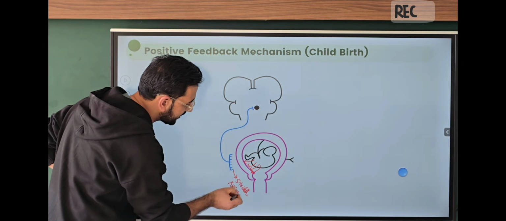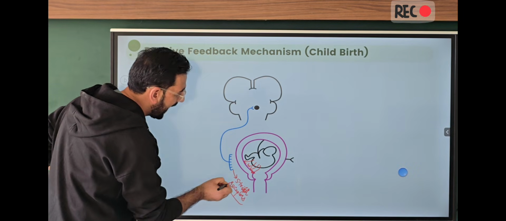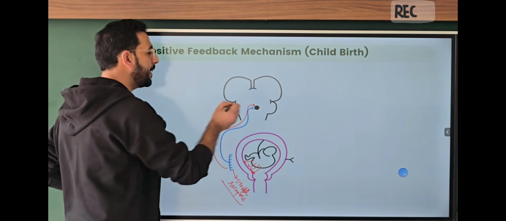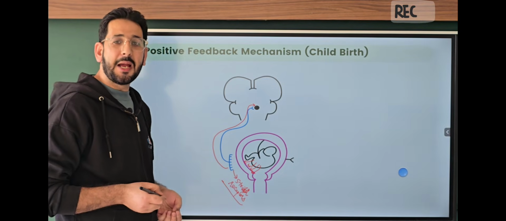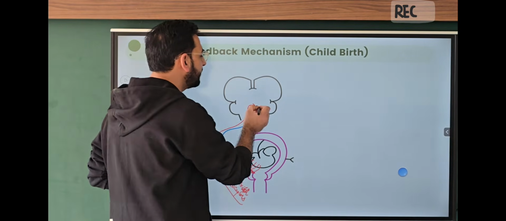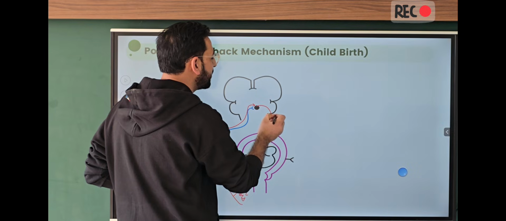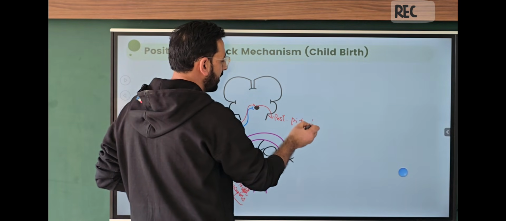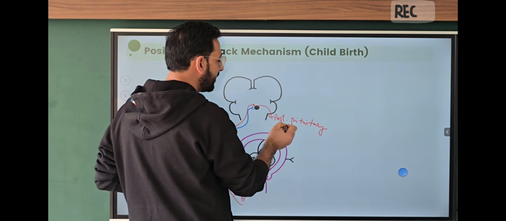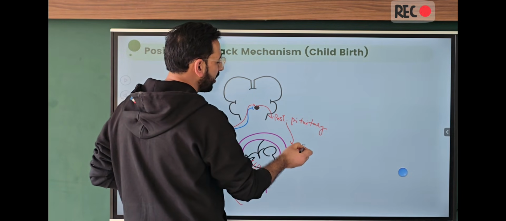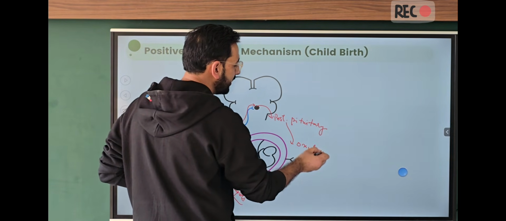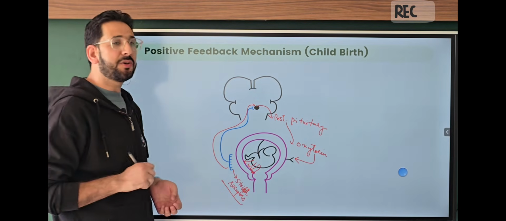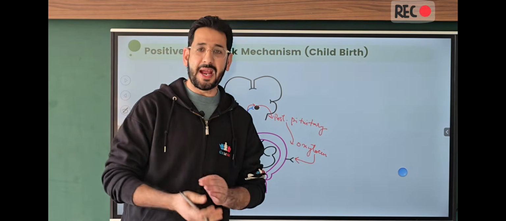Stretch receptors. And these stretch receptors will take this information again to the hypothalamus. And what the hypothalamus will do is send this information to the posterior pituitary gland. And the posterior pituitary gland will release oxytocin, and oxytocin will act on the uterus and lead to more contractions.